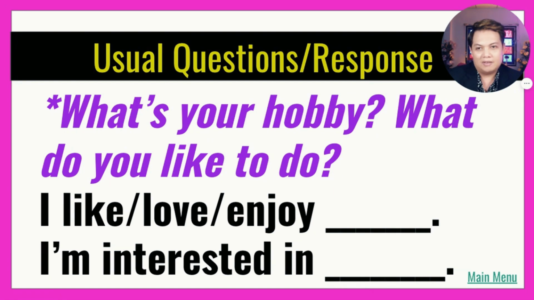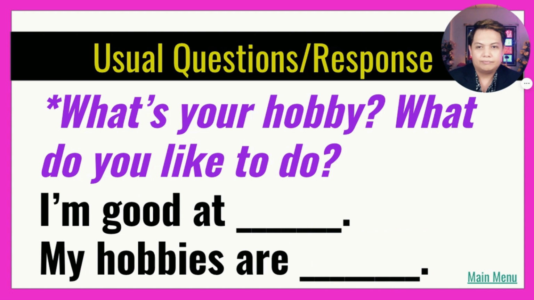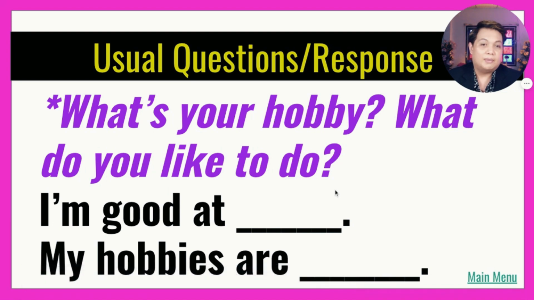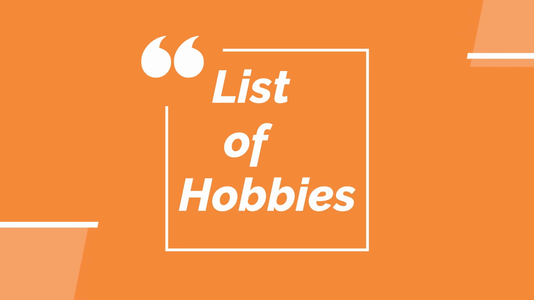For the first answer, I could say, I love singing, or I love baking or cooking. Things like that. Here you could also say, I'm good at, and mention a sport that you're really good at. You could say, I'm good at football. For me, I'm good at playing badminton. Or you could simply say, my hobbies are, followed by the things that you do during your free time. So, the following is the list of hobbies.